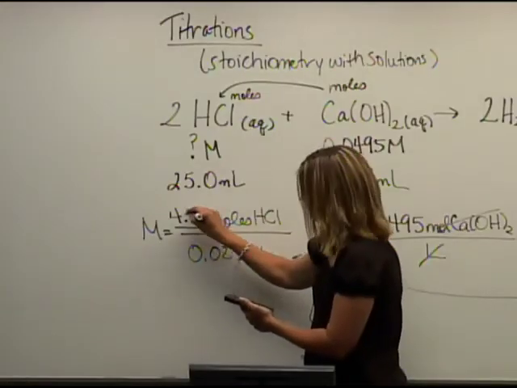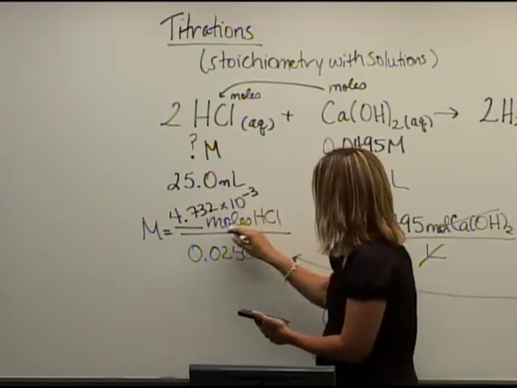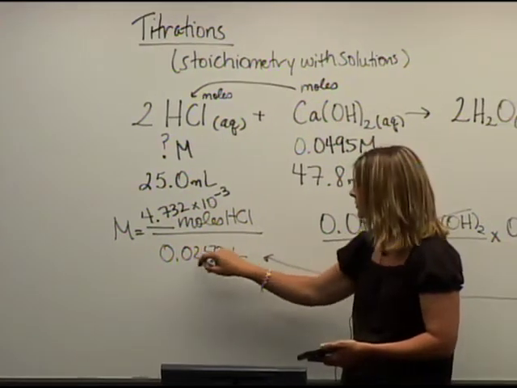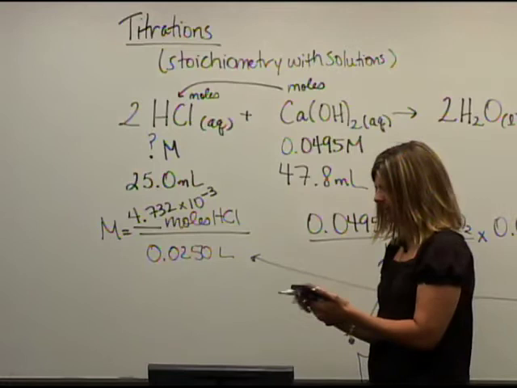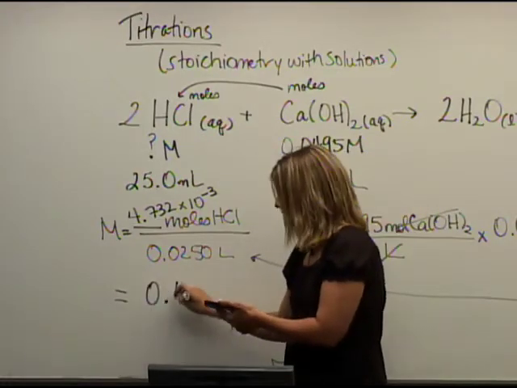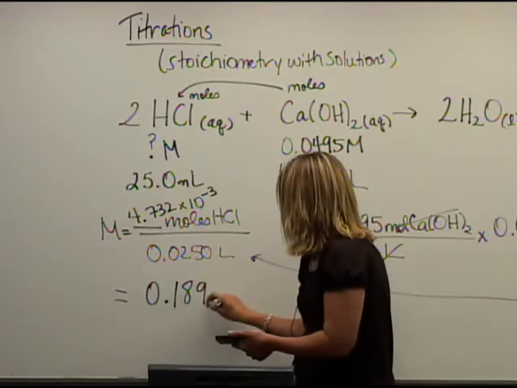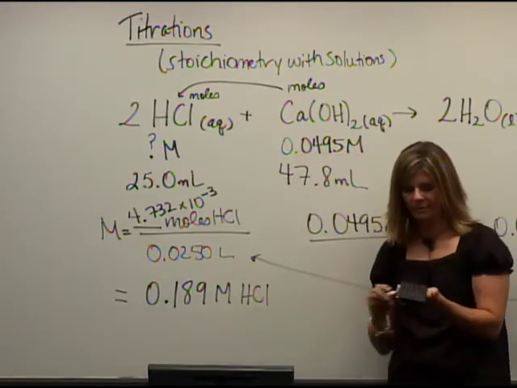I'm going to take that over here and plug it in. 4.732 times 10 to the minus third moles of HCl were contained in that 25 milliliters, or the 0.025 liters of that solution. If I solve for that molarity, I get 0.189 molar HCl. Had to be what I started with.